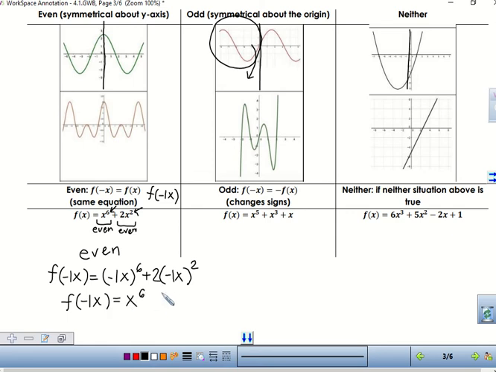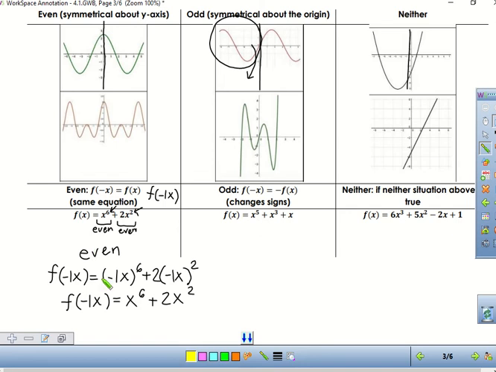6x to the 6 plus this is going to become even as well, and it's going to become 2x squared. So notice when I plugged in -1, nothing changed. Every single term stayed exactly the same. That makes it even. So for odd, you can do the same thing.